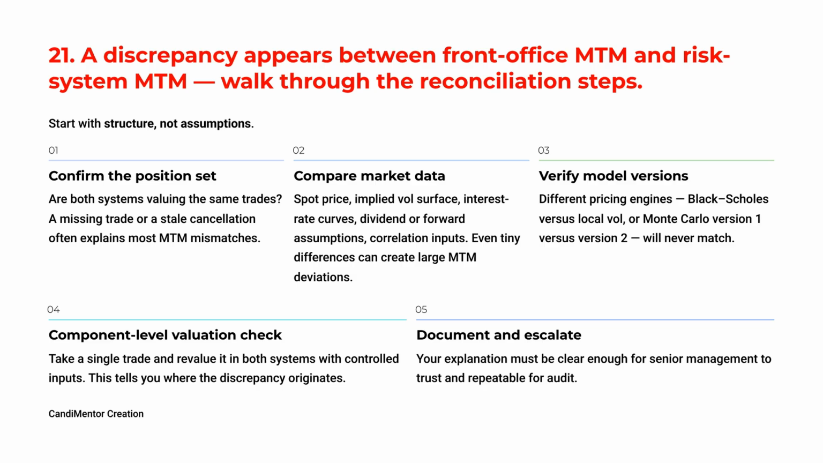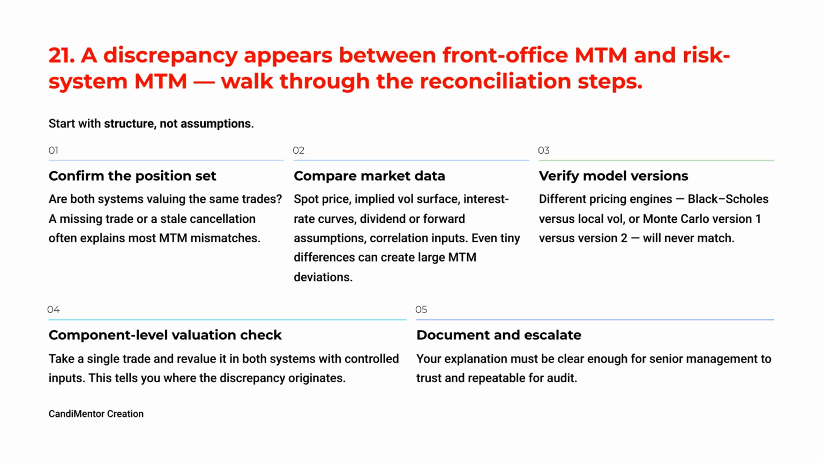A discrepancy appears between front office MTM and risk system MTM. Walk through the reconciliation steps. Start with structure, not assumptions. First, confirm the position set. Are both systems valuing the same trades? A missing trade or a stale cancellation often explains most MTM mismatches. Second, compare market data. Spot price, implied vol surface, interest rate curves, dividend or forward assumptions, correlation inputs. Even tiny differences in these inputs can create large MTM deviations.